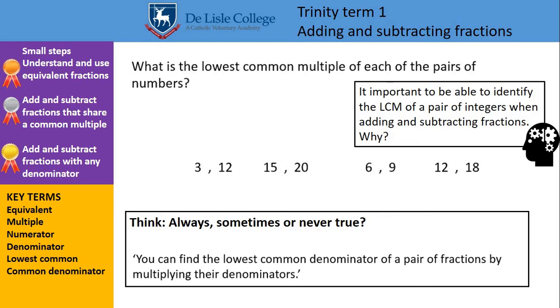And then, as an afterthought here, you can find the lowest common denominator of a pair of fractions by multiplying their denominators. Is that always true, sometimes true, or never true? Okay, so fill in those lowest common multiples and then have a go at that last bit to see if you've got an answer to that for me. Okay, we'll come back then.